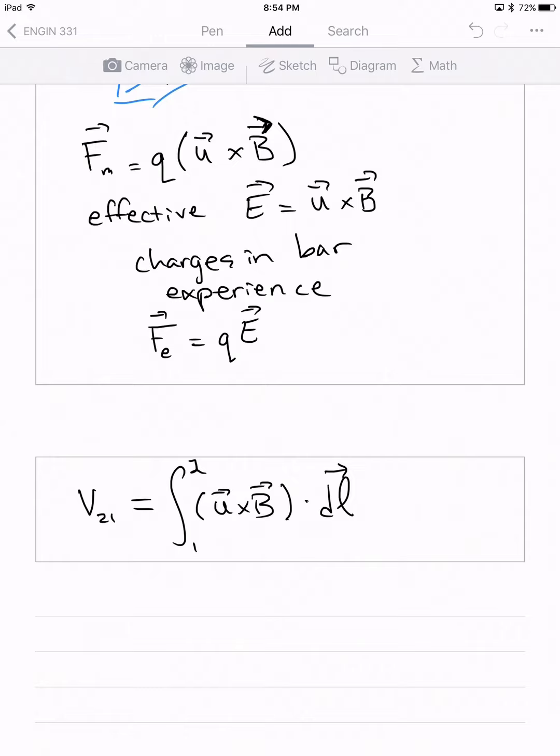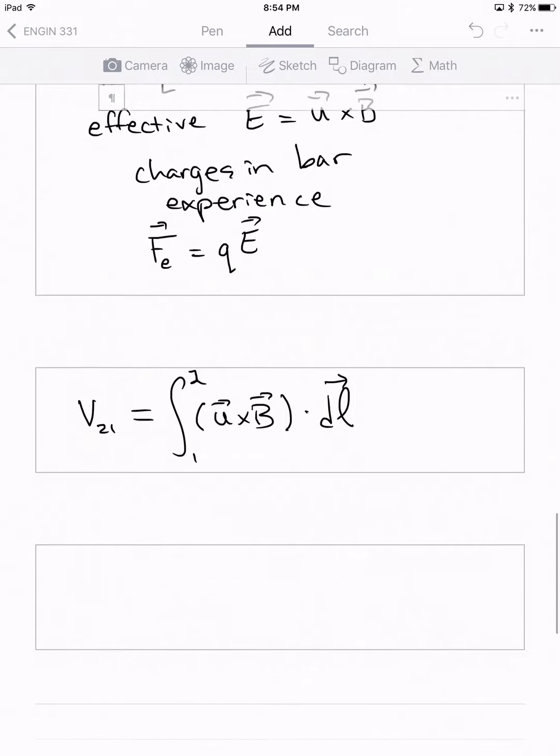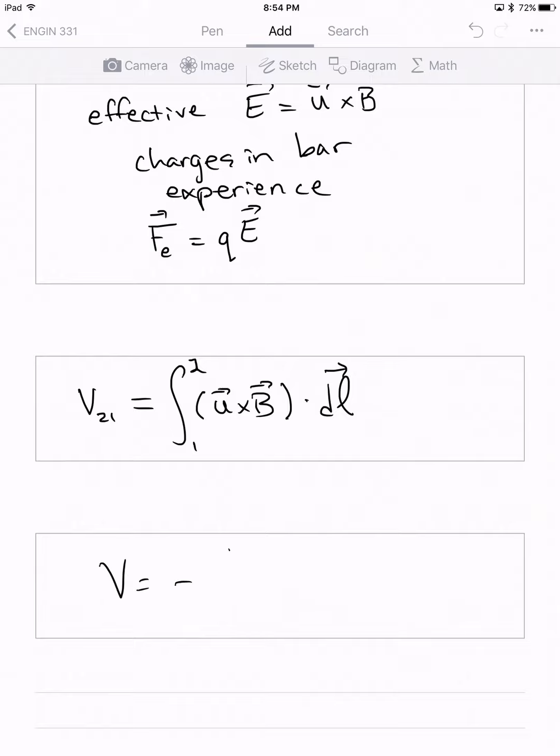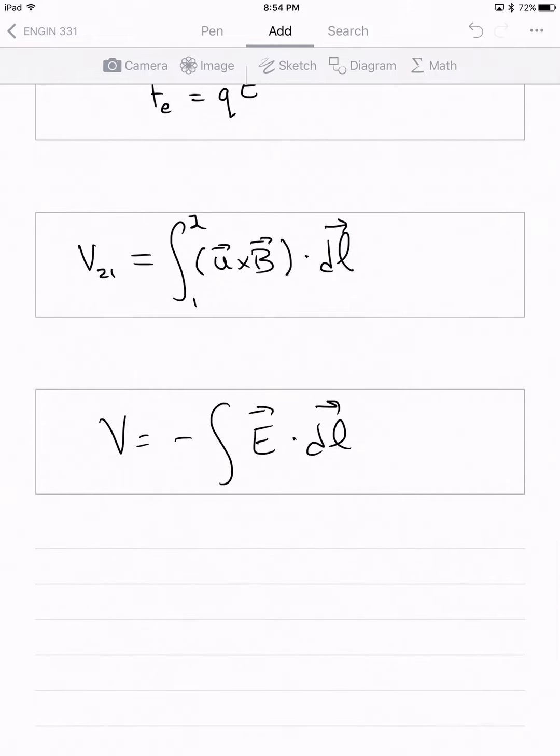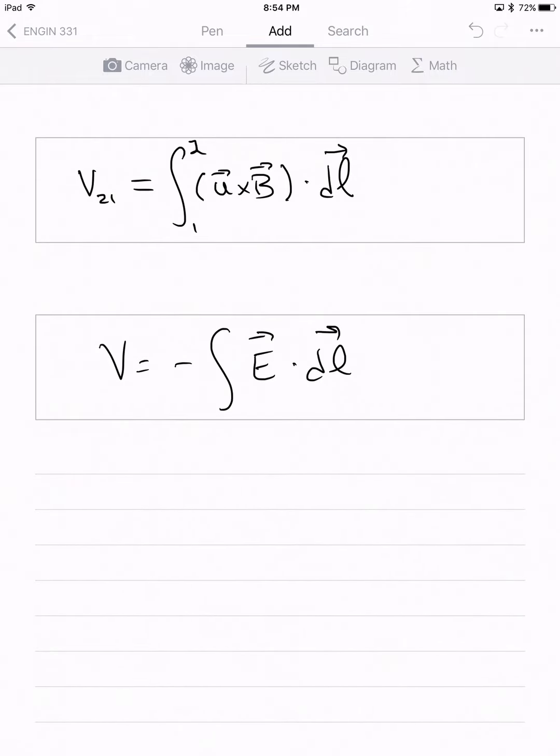You might notice that there is not a minus sign in front, and the general form of this integral is V equals minus integral of E dot dl. That's because for this we would have switched the bounds. We would do the integral from 2 to 1, but instead it's from 1 to 2. So, anyway, hopefully that helps with the motional EMF issue.